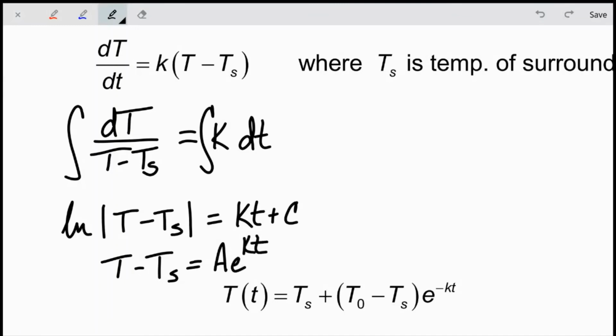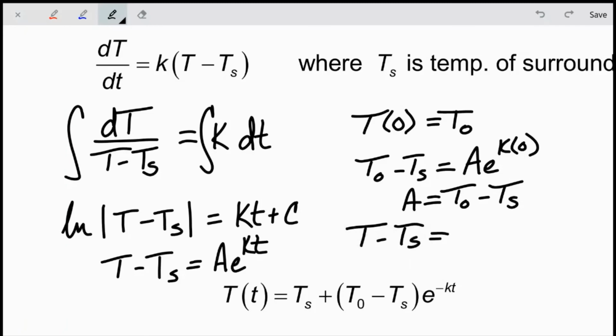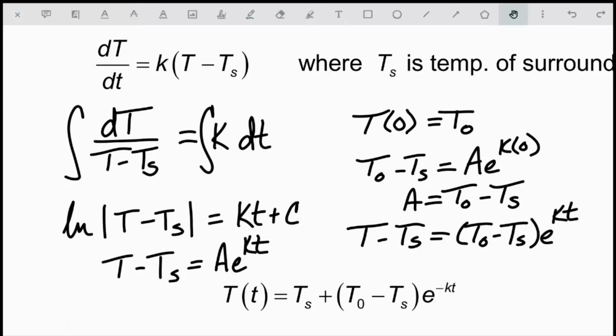And then from there, we usually use the idea that the temperature at time 0 is equal to what we call T naught or T sub 0. And plugging that point into my solution curve, I get T naught minus T sub S is equal to A e to the k times 0 power, which means that essentially A is equal to T naught minus T sub S. And now I've got the temperature minus the surrounding temperature is equal to initial temperature minus the surrounding temperature times e to the kt power. Okay, so that's my solution, and then I can just solve for T.